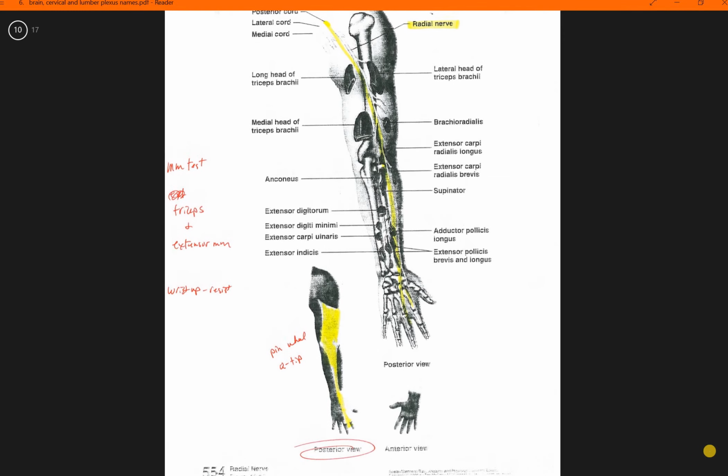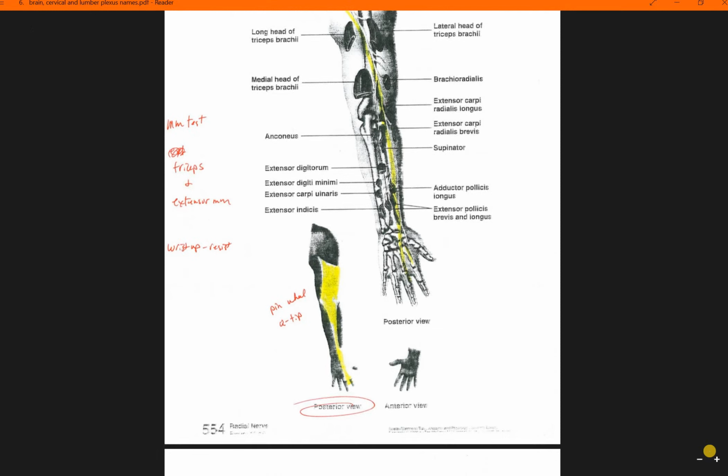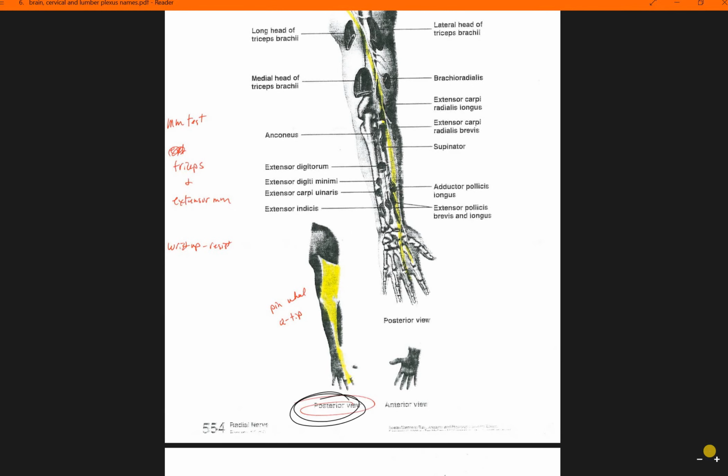Okay, radial nerve. Now this is a posterior view. This is the back of the arm, back of the hand. The radial nerve is basically all the extensor muscles. Tricep extension, wrist extension. So muscle test the extensor muscles, tricep and extensors. So that's your muscle testing.